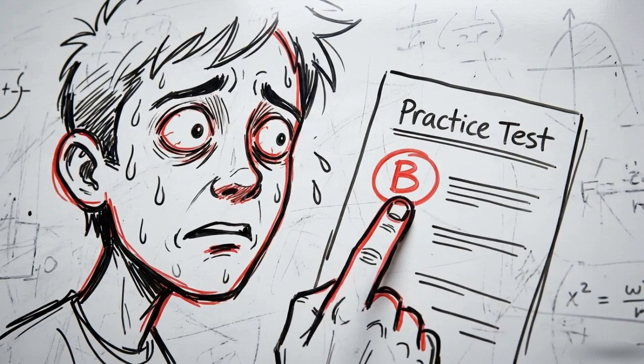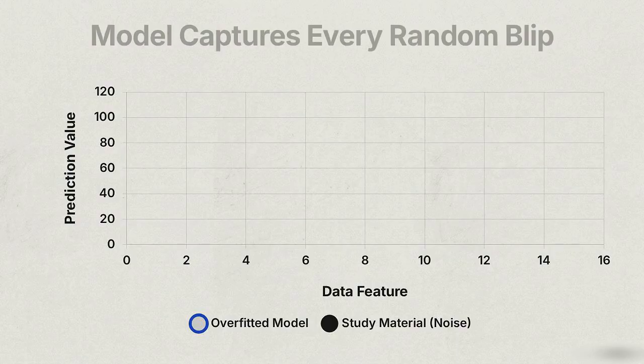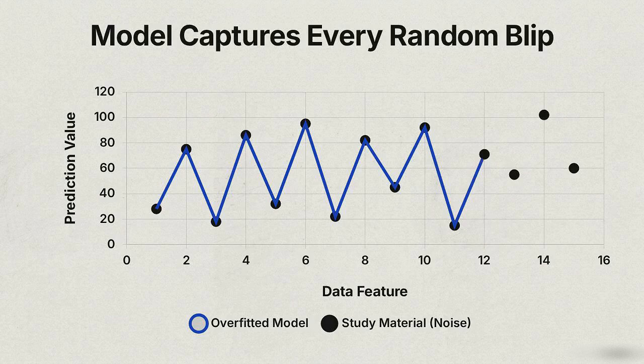Now let's look at the opposite extreme. Imagine a highly anxious student who memorizes every single practice question word for word, down to the typos. We call this high variance. Instead of learning the general rules, the model becomes overly complex. It becomes incredibly sensitive to every random blip and piece of noise in its study materials.